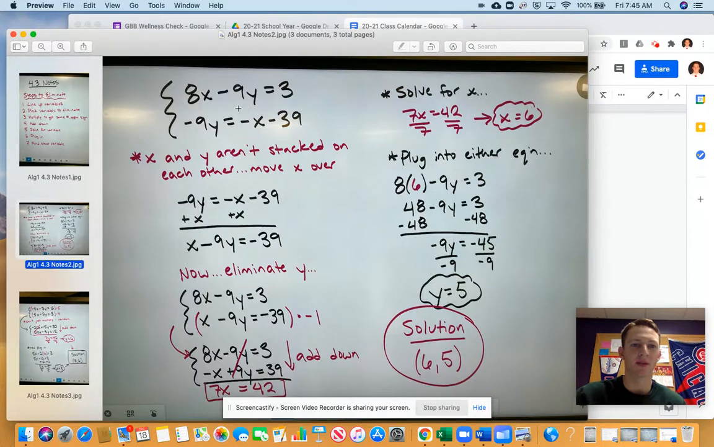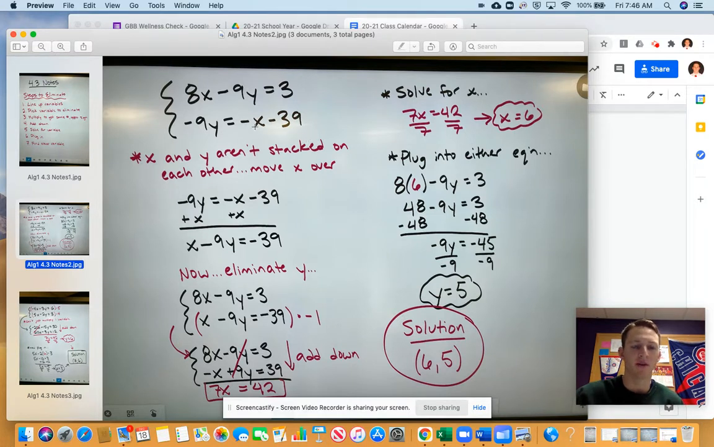Here in our first example, we have 8x minus 9y equals 3 and negative 9y equals negative x minus 39. Notice our x's and y's and constants aren't stacked on top of each other, and the equal sign isn't in the same spot. So we want to move this negative x over to the left side of the equal sign, so it goes x, then y, then the number.